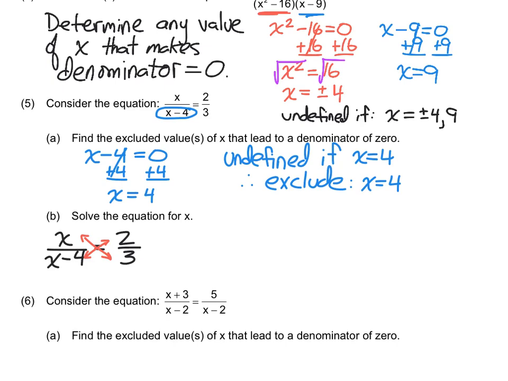All right. So we're looking at 3 times x equals 2 times x minus 4. Now we're going to solve. All right, 3 times x is just 3x, so we're good there. Now if I distribute the 2, I'm going to get 2x minus 8.